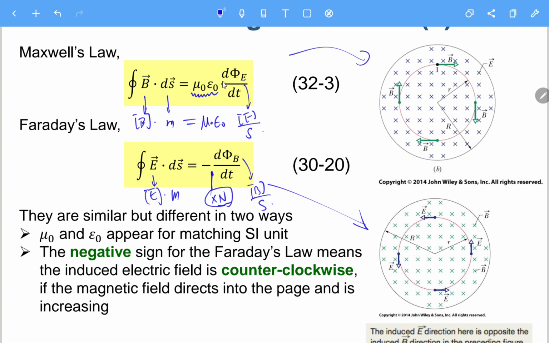Here we don't need this one. And actually this factor is very important. In the next chapter you will learn that it is related to a very, very important constant called the speed of light. We usually write it as c equals 1 over the square root of mu naught epsilon naught. So this is the speed of light, which means that in different inertial reference frames, the speed of light in vacuum is always this value.